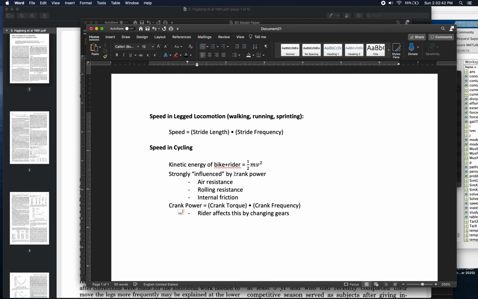So you have to keep putting additional energy via your crank power into the bike to overcome those sources of resistance and keep it at this velocity and this kinetic energy that you need. Okay? So the speed that you're traveling at on a bike is, I say here, strongly influenced by crank power, because it's that crank power that you're producing on the bike with your feet turning the pedals that's going to affect the kinetic energy of the bike.